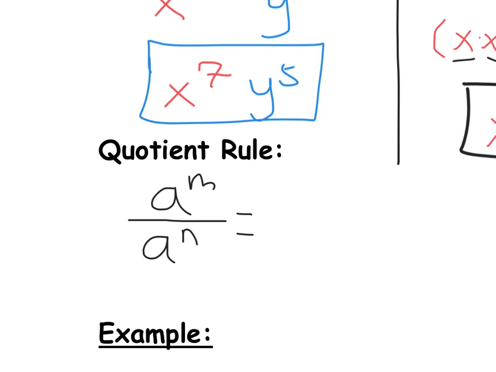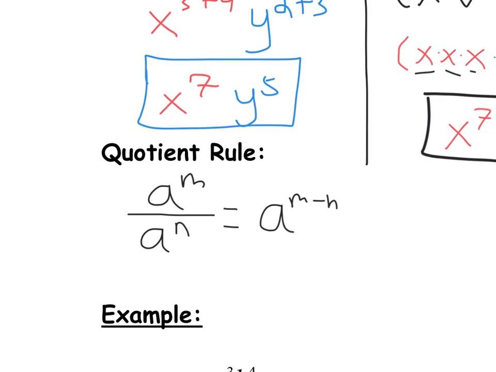Okay, all right, so if we did the product rule and we added exponents, we're going to do the opposite when we do the quotient rule, since division is opposite of multiplication, and we are going to subtract exponents. So this is the same thing as a to the m minus n.